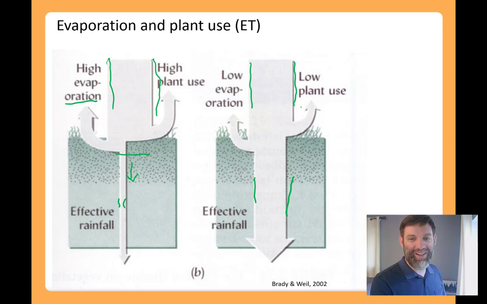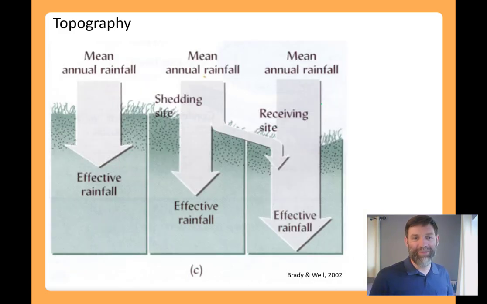Sagebrush uses less water, but it also tends to be in drier climates. So it becomes multi-factors that you have to worry about. But if the precipitation is equal, higher plant use means less soil development, less effective rainfall.